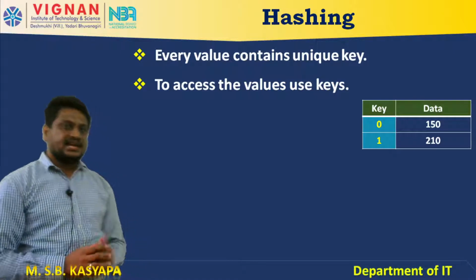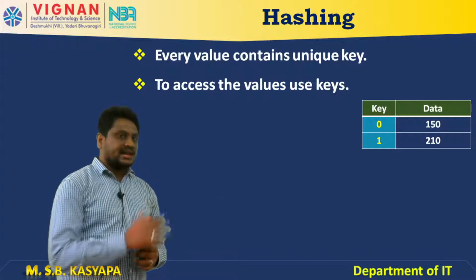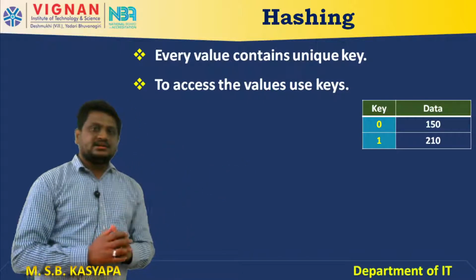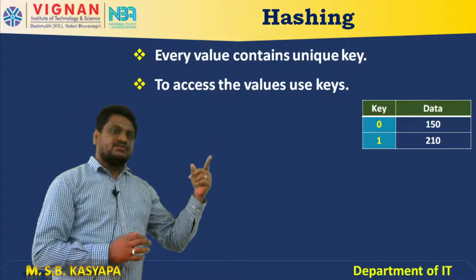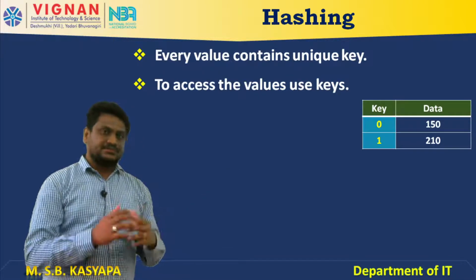So in hashing, there is a hash table. This hash table contains keys and data. Each and every data has one key. If I want to access data, I need to access it through the key. You know it from the previous class.